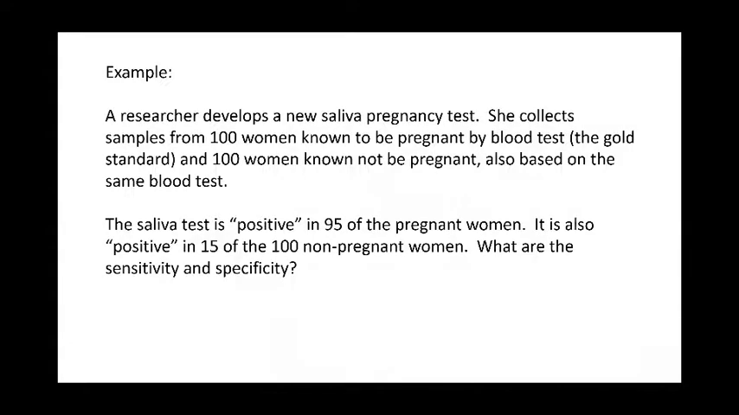Now we take an example. A researcher develops a new saliva pregnancy test. She collects samples from 100 women known to be pregnant by blood test, so this is the gold standard, beta HCG must have been checked, and 100 women who are known not to be pregnant. The saliva test is positive in 95 of the pregnant women, and it is also positive in 15 of the non-pregnant women.